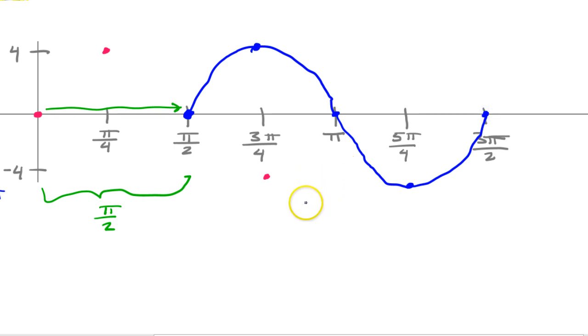All right, and there it is. I took the regular graph and I shifted it over by pi over 2.